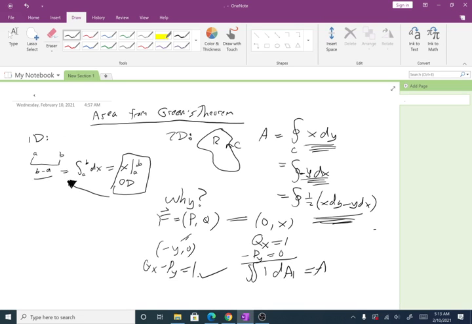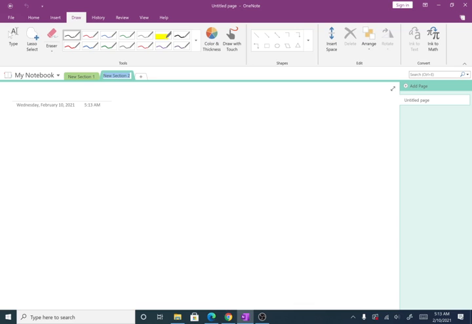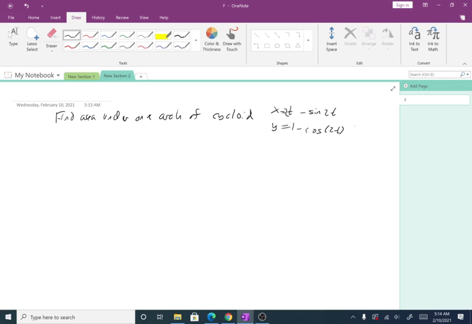So let's do an example of this, because it's actually kind of useful for computing difficult areas. Let's find the area under one arch of the cycloid given parametrically by x equals 2t minus sine 2t, and y equals 1 minus cosine of 2t. And we'll actually need to find the range of t given by this one arch condition.